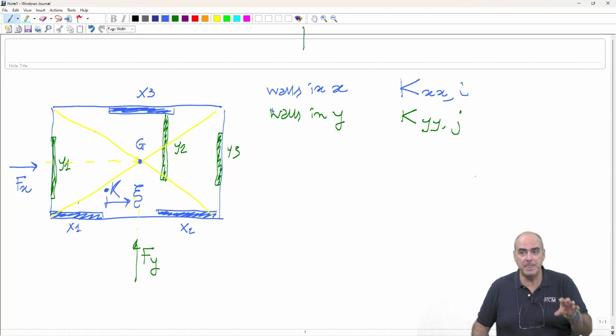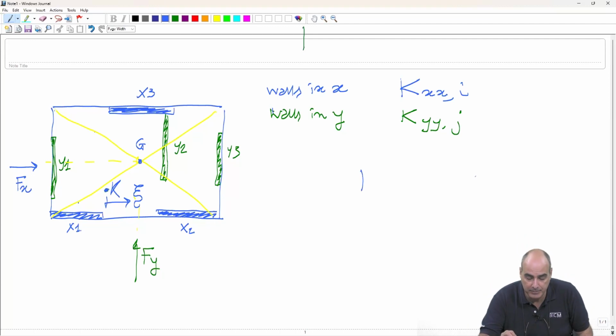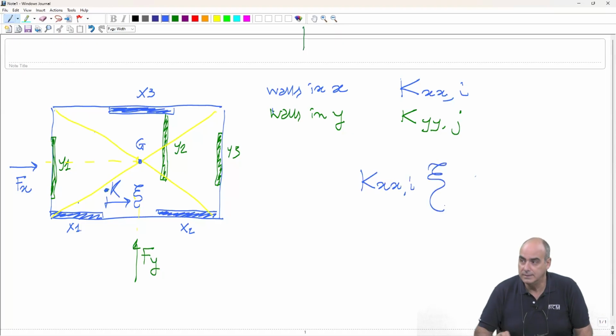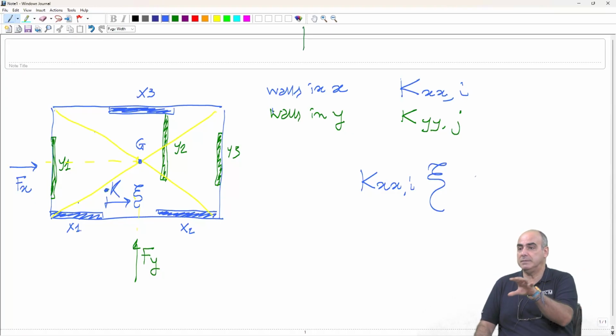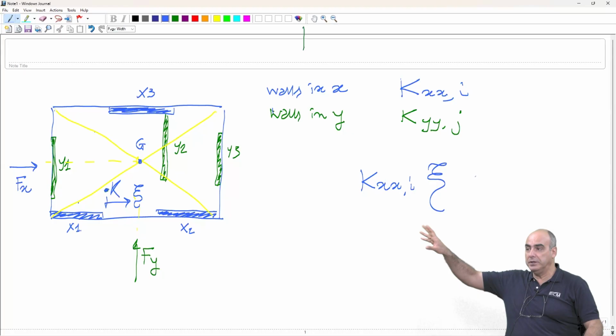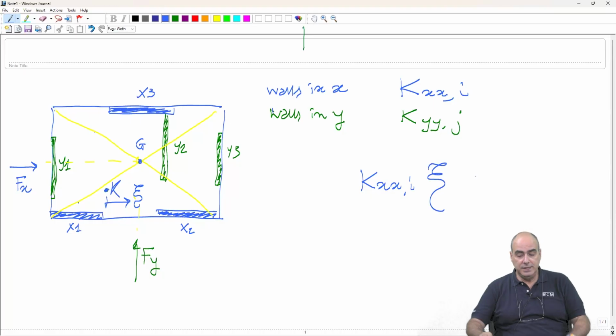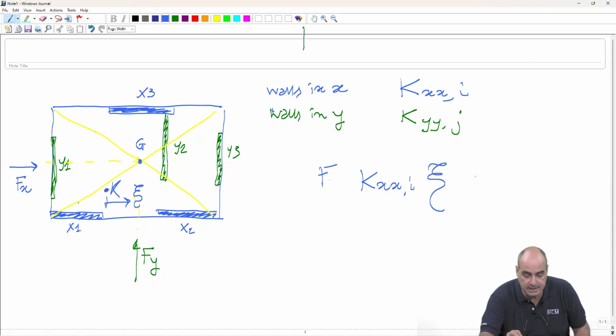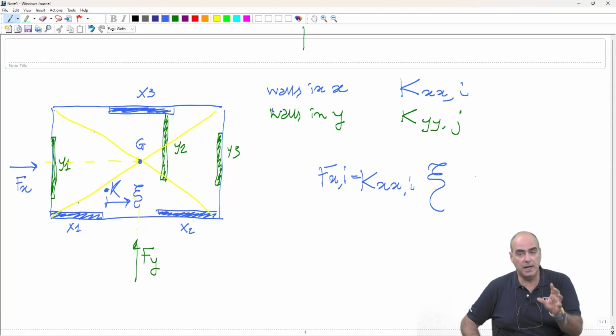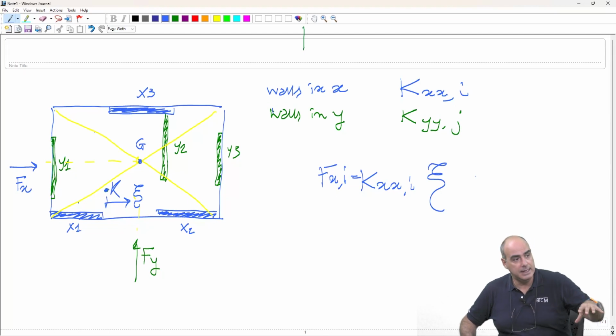But if all these walls, x1, x2, xi, xn, whatever it is, undergo the same displacement xi, each one of them will take a force, which is its stiffness times the displacement. And the stiffness is calculated according to those models that we have shown at the beginning of the class. So this is the force that you have in each of the shear walls, let's call them, in the x direction.